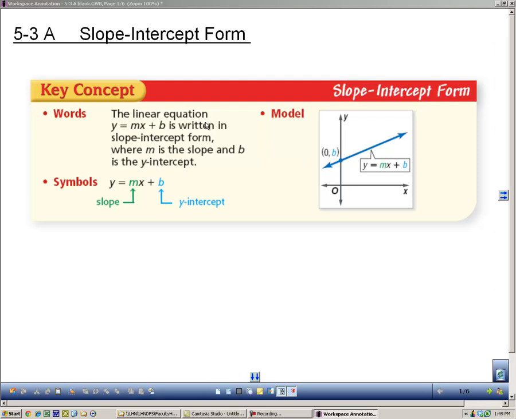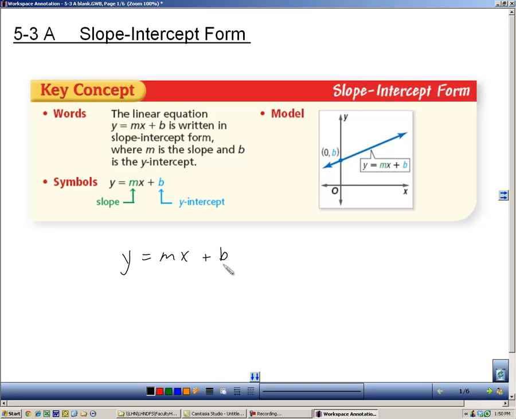Section 5.3a is about the slope-intercept form. Slope-intercept form is a way that you can write a linear equation, and it's a special form. Here's what it looks like. Y equals mx plus b. If you notice, the y equals mx looks just like a direct variation, and it is. But what's different about the slope-intercept form is it adds this little plus b.